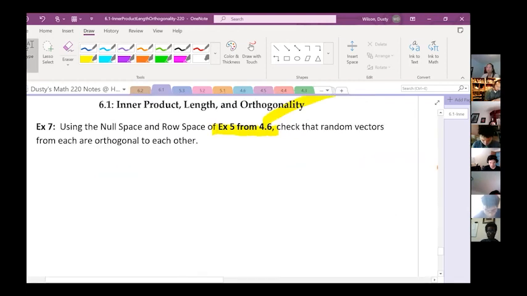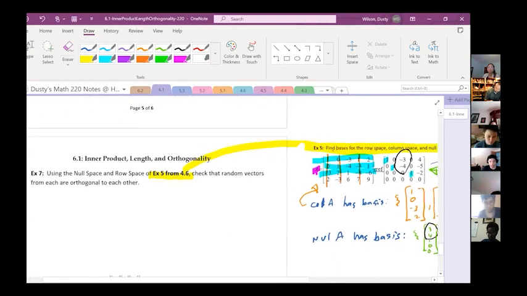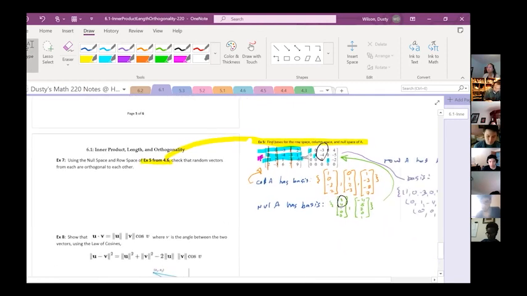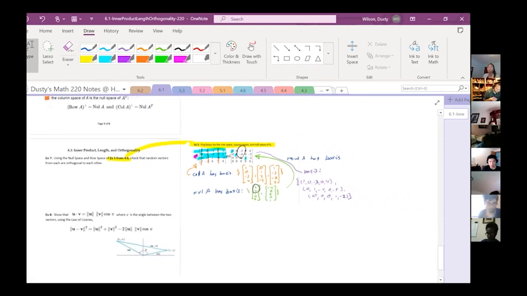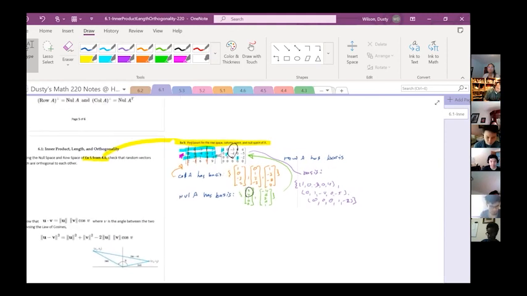Questions? All right, so let's use the null space and row space from example 5 back from section 4.5 or 4.6 to check that random vectors from each are orthogonal to each other. I just want to verify. I'm guessing you don't have example 5 memorized, so I took the liberty of screenshotting it to remind you of what was going on. What we're trying to show is that the null space and row space are perpendicular to each other.